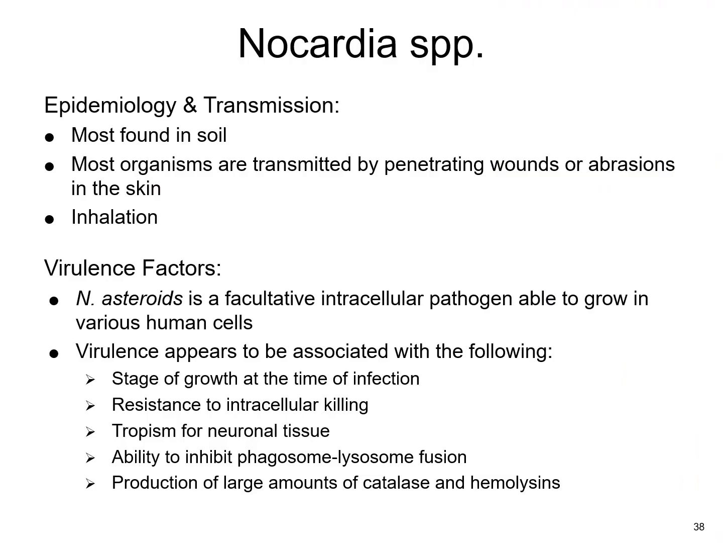Nocardia organisms are typically found in soil, and they're usually transmitted through some sort of penetration or abrasion to the skin. They can also be inhaled as a mode of transmission. Nocardia asteroides is a facultative intracellular pathogen that's able to grow in various human cells. This is one of its virulence factors that allows it to be a pathogenic organism.